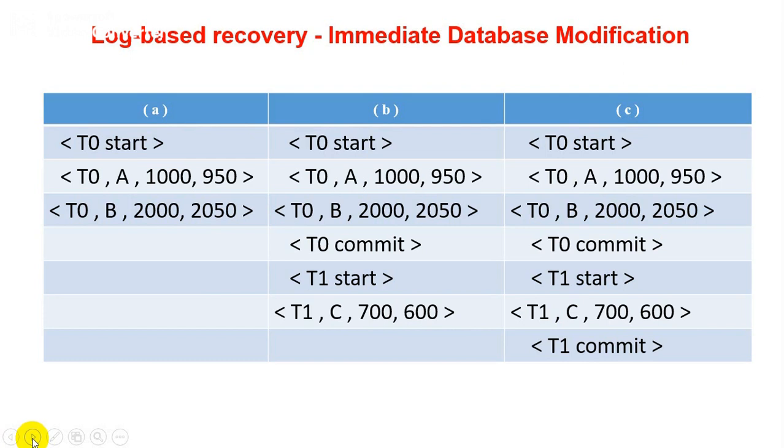T0 start A 1000 and 950. Guys, we just update the value without a committed state. As we mentioned, for a particular frame, it should be mentioned previously, meaning the previous value and the updated value. Before the transaction starts there is some value mentioned for A, and after the transaction it has some updated value.